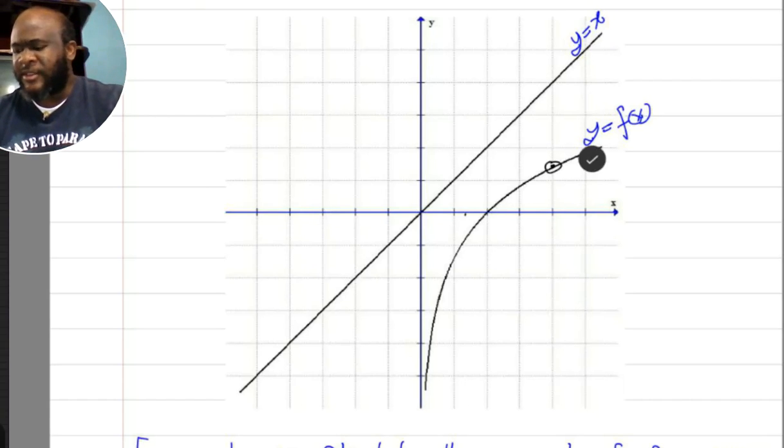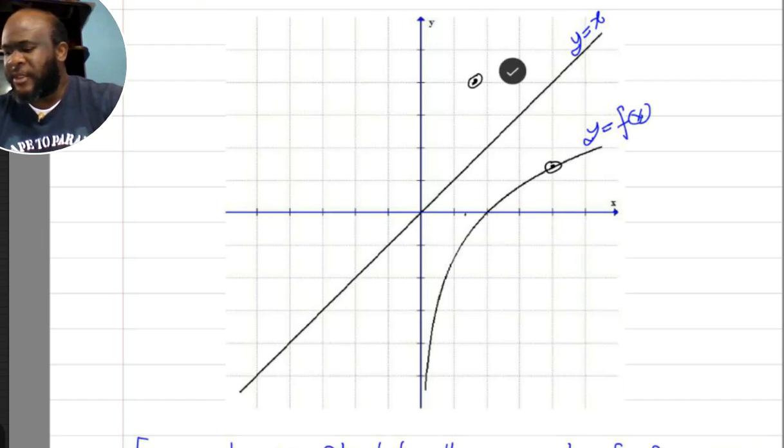That point could be the point 4, 1.5. Now, if I reflect 4, 1.5 in the line y is equal to x, it's going to become 1.5, 4. So 1.5 would be between 1 and 2, and that corresponds to 4. That would be the corresponding point.